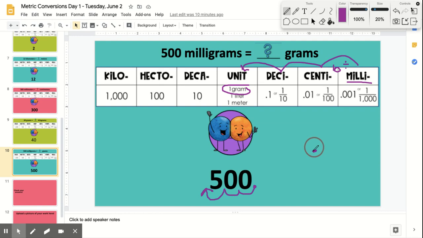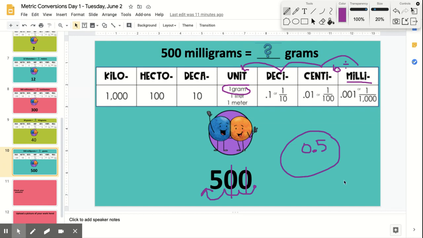So 0.500, but really people would chop those zeros off at the end. So 0.5, stick the 0 in front. So 0 and 5/10 of a gram. Okay, so you can also say that as half. So 500 milligrams is the same thing as half of a gram.